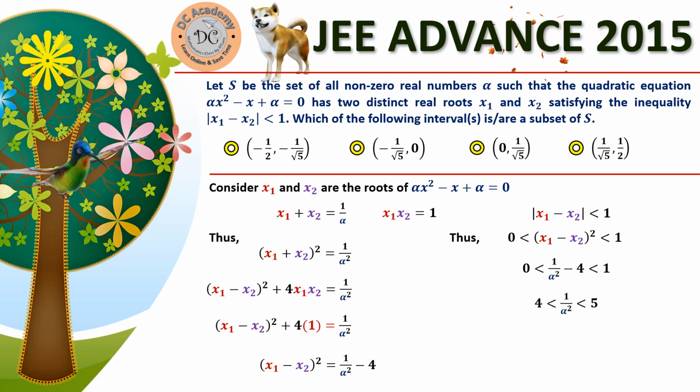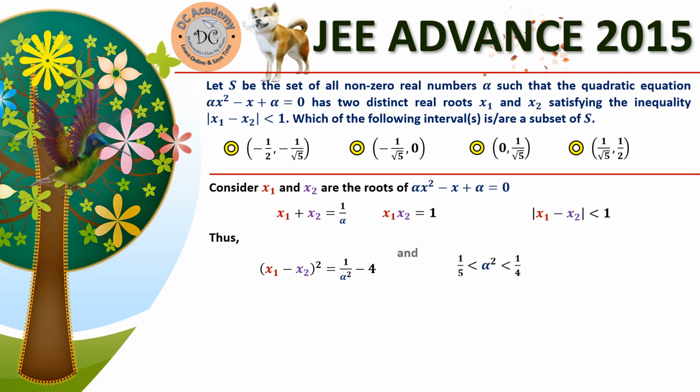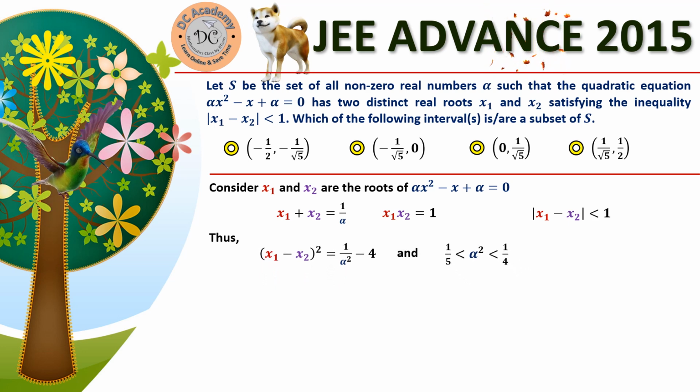If I reciprocate it, alpha square lies between 1 by 5 and 1 by 4. Why? Because if 1 by alpha square is less than 5, then alpha square is greater than 1 by 5. And 4 less than 1 by alpha square implies that alpha square is less than 1 by 4, because when I reciprocate, the sign of inequality reverses. So we obtain that alpha square lies between 1 by 5 and 1 by 4.